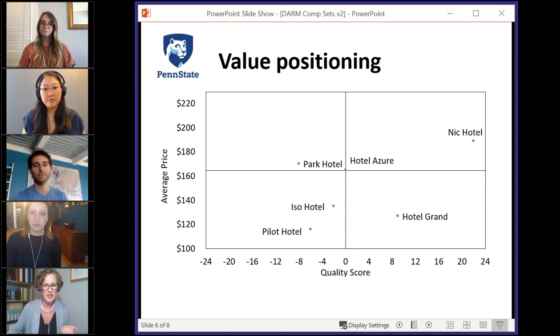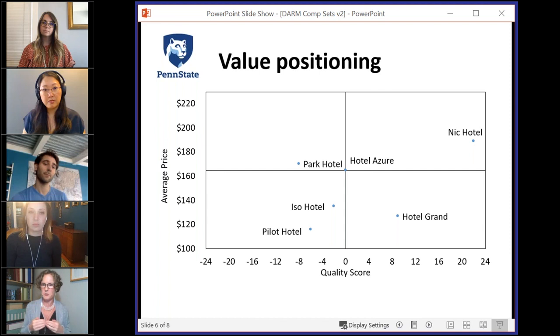If you look down, for example, at the Pilot Hotel, they've got a lower quality score than me and they're lower price than me. Well, I'm probably sitting quite well in the market against them because I'm at a higher rate, but I'm giving better value for what people are getting. I'm rated higher in terms of quality. If you look at the Hotel Grand, it's a bit of a red flag. They're doing better on quality. They're lower in price than you.